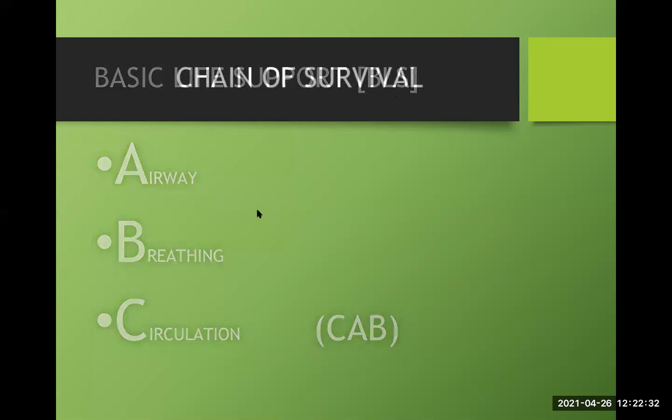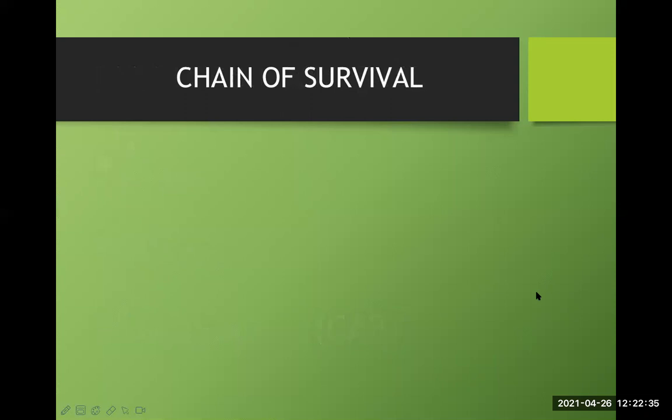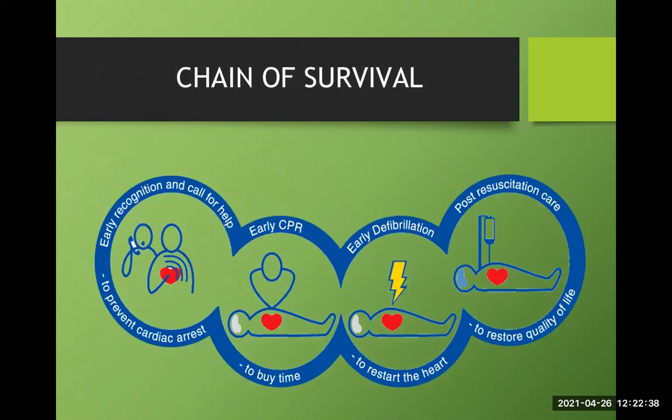Okay, now let's move on. We have already talked about this chain of survival. The same slide is borrowed here. First is early recognition and call for help. Second, start early CPR to buy time, of course. Then early defibrillation as quickly as possible to restart the heart, and then provide post-resuscitation care in a good medical center. This is one chain of survival. All links are important if you want the patient to revive or survive that episode.